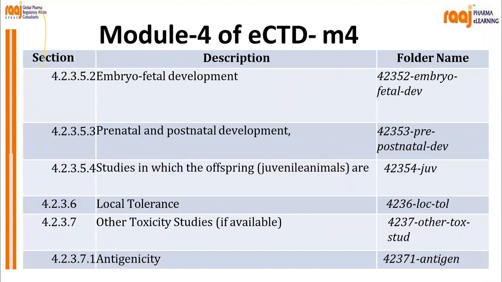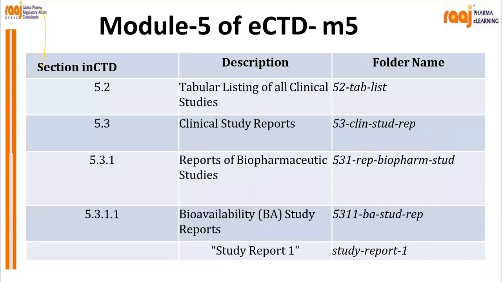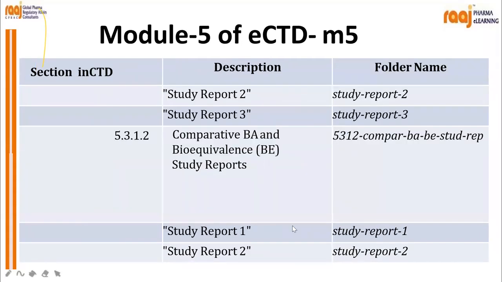And then we come to Module 5, that is clinical study reports, which contains all clinical studies, which is referred to as M5. And M5 is again divided into, you can see, tabular listing of all clinical studies, clinical study reports, reports of biopharmaceutical studies, BA/BE studies. You can see comparative BA/BE.